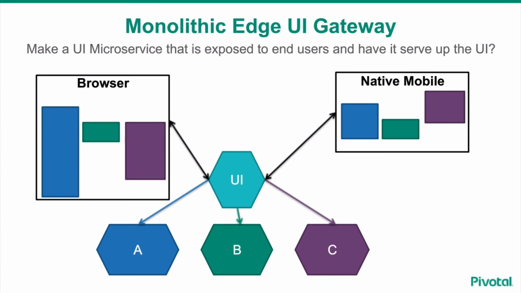A micro proxy like Zuul fits perfectly here because it can provide a number of services around filtering the request and then routing it to the appropriate backend service for that front end.